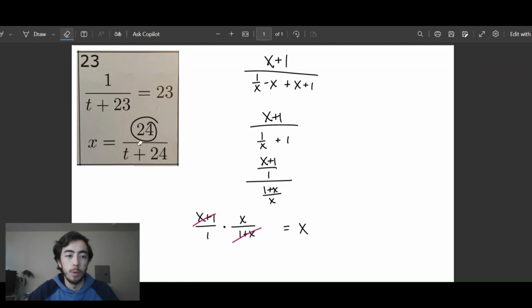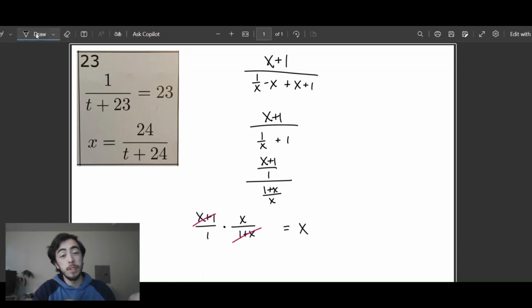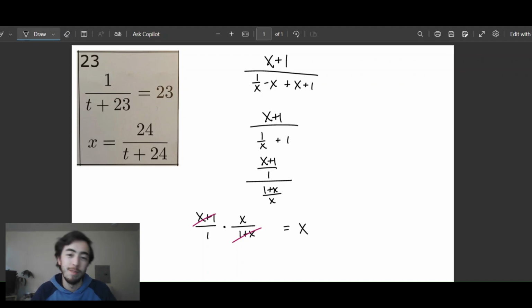So cool. Solving it with arithmetic, solving it with algebra, either way, we can tell that the answer is 23 today.